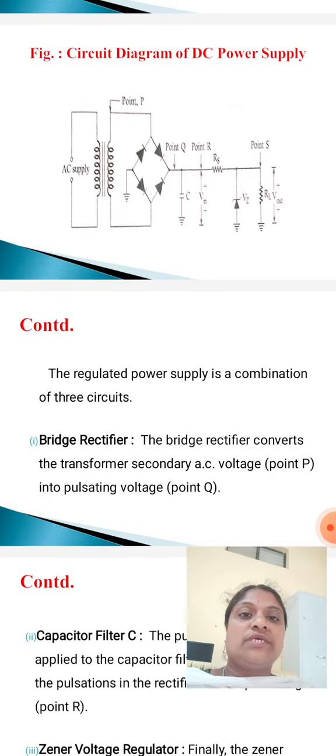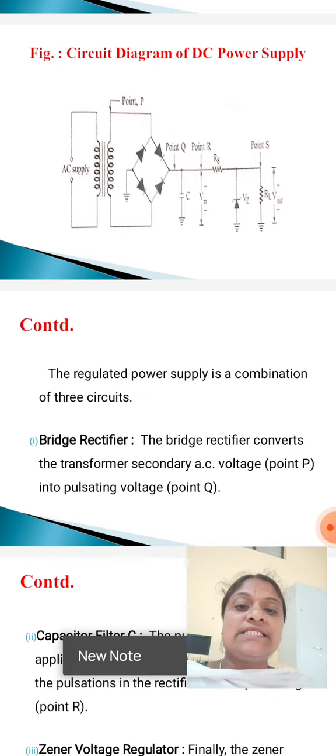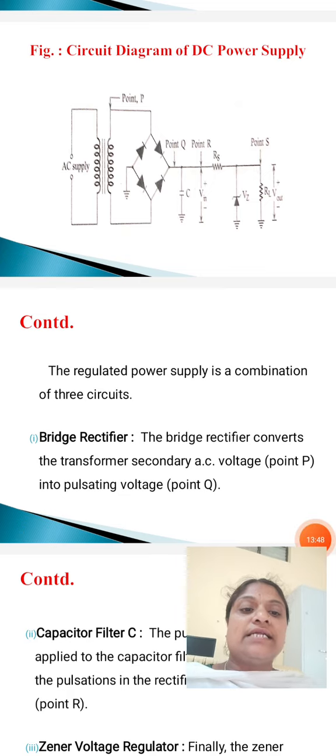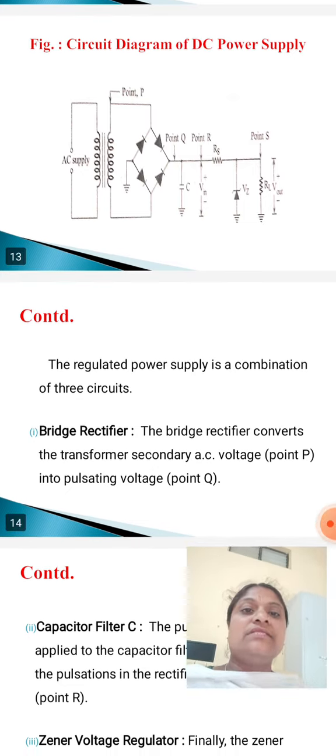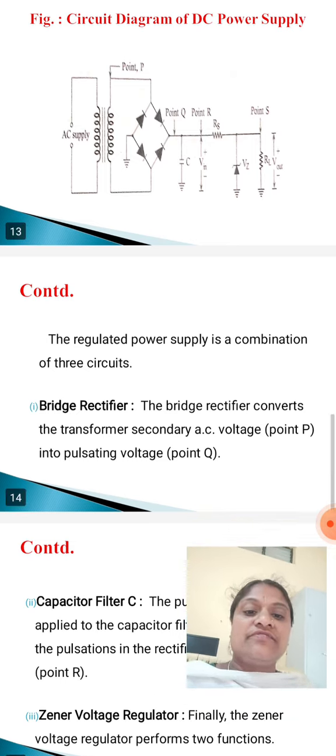At point Q is nothing but the output of the bridge rectifier. Here the waveform is a pulsating DC waveform. Pulsating DC waveform means it contains an AC and a DC component, AC wave and also DC wave. This pulsating DC voltage is applied to the capacitor filter circuit.